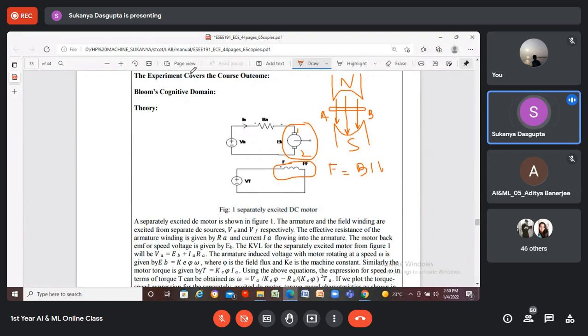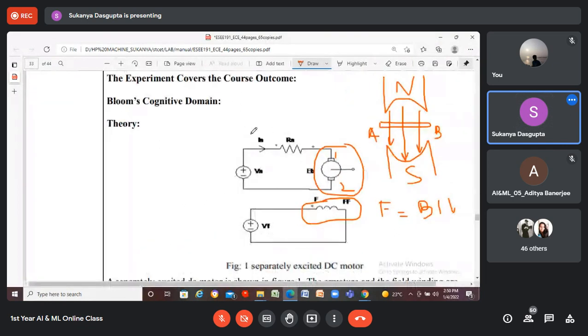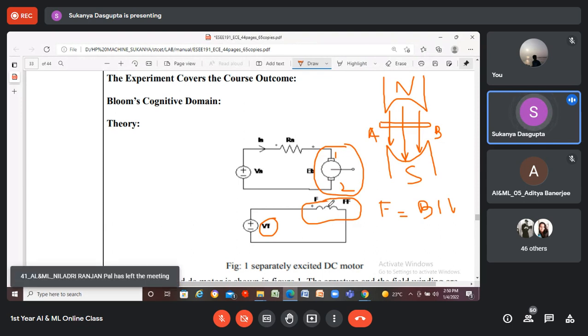This IA is the armature current. VA is the supply voltage, that is the DC supply voltage. This VF is also a DC supply voltage. This VF is required to supply the field coil, the field winding of the DC motor, because it's a separately excited DC motor. So the field winding should be excited separately.